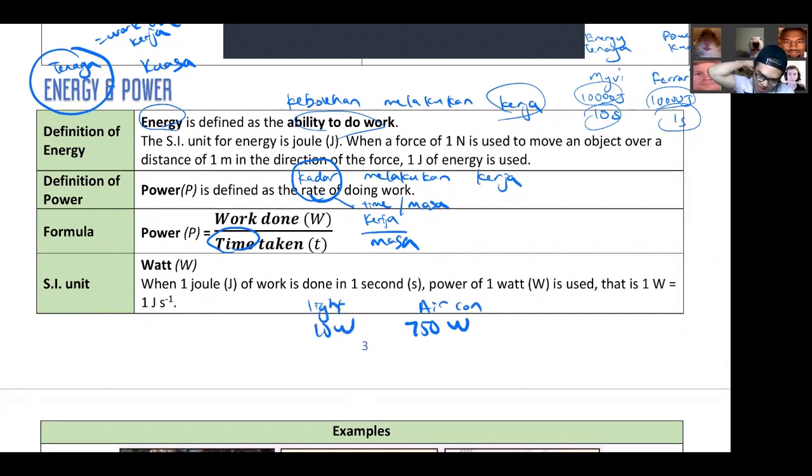So what's the meaning here? It means in 1 second, satu saat, the aircon will use 750 joule of energy, and the light will use 10 joule. Imagine for them to do the same work. To use 750 joule of energy, the aircon will take 1 second. For the light to use 750 joule of energy, it takes 75 seconds, because 10 times 75 is 750. Can you see the time here? It's about the time. That's why we don't use energy or work done to measure something, because it's not accurate. We have to consider time. That's why a Ferrari is more expensive than a Myvi.